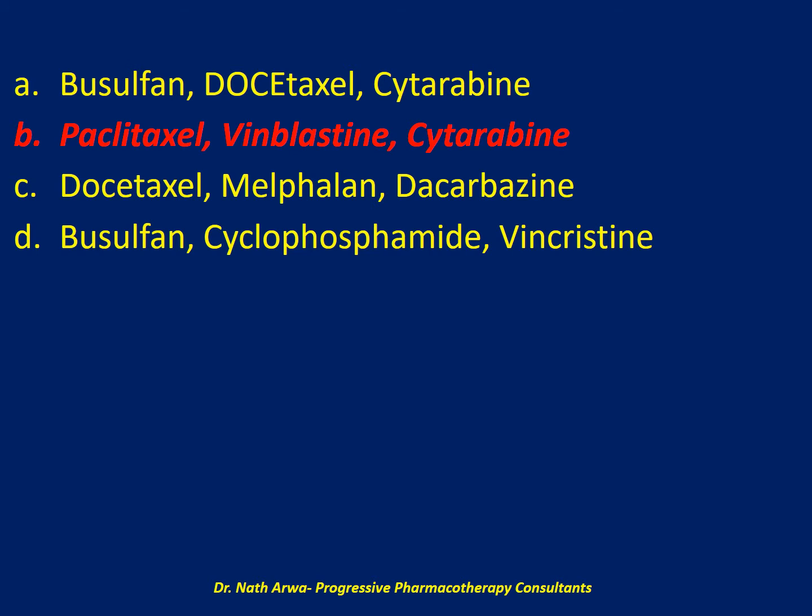Now, cell cycle non-specific agents act independently of the cell cycle phases. Alkylating agents such as cyclophosphamide, melphalan, dacarbazine, busulfan are cell cycle non-specific, and the epipodophyllotoxins are cell cycle specific, just for information, and etoposide is cell cycle specific and it acts on both M and S phases of the cancer cell cycle. Let's move to the next question, please.